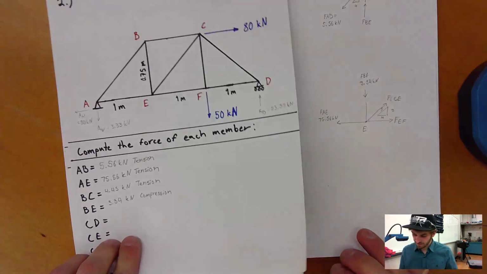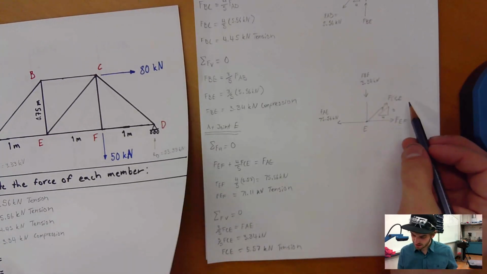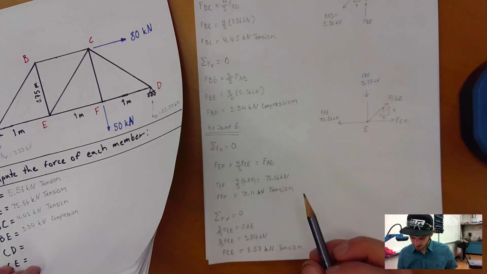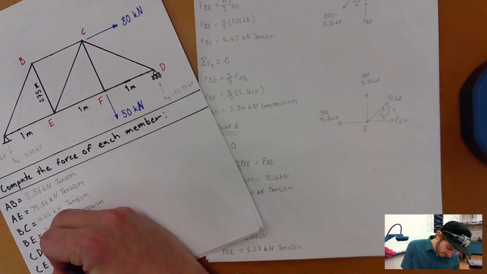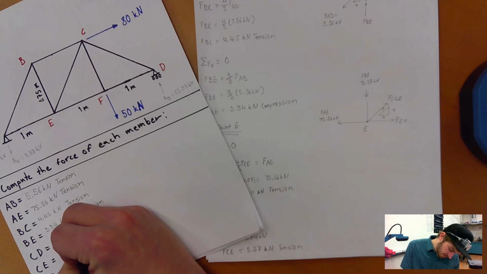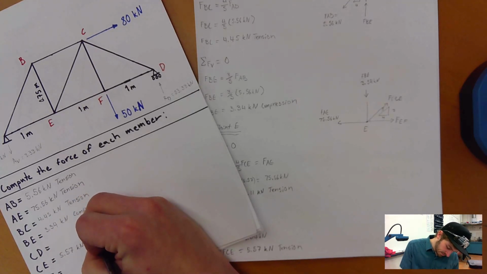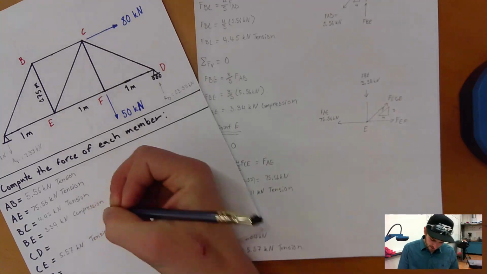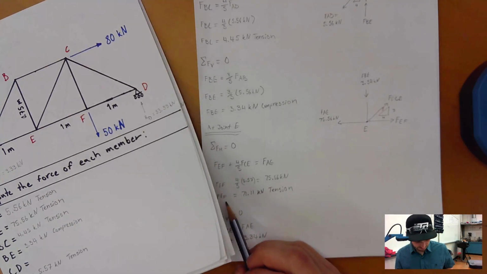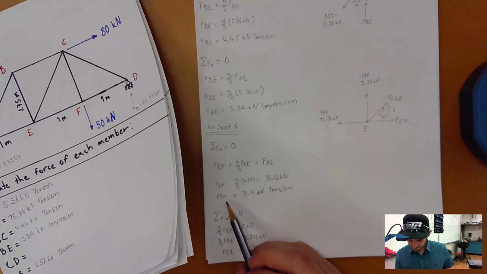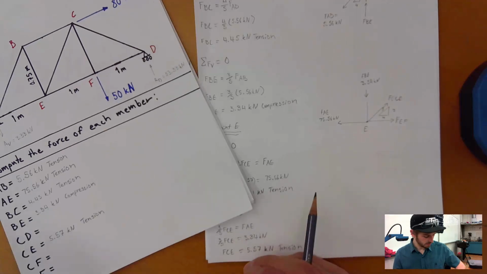So we have FCE. This one, 5.57 kilonewtons in tension. And then we've got EF. Oh, I wrote this backwards on my sheet here. Uh-oh.